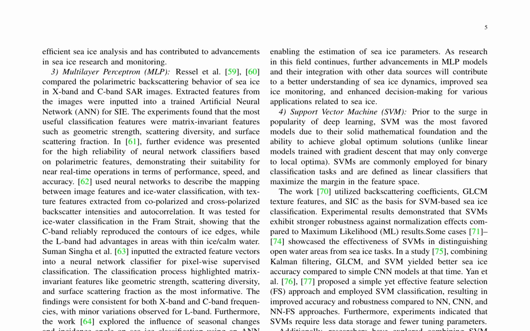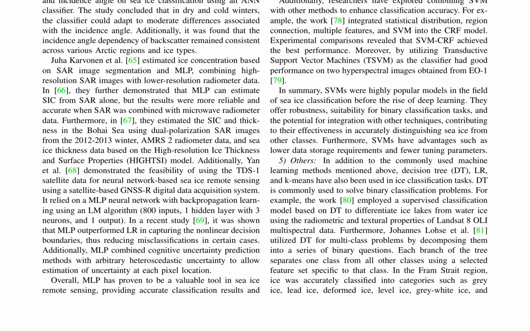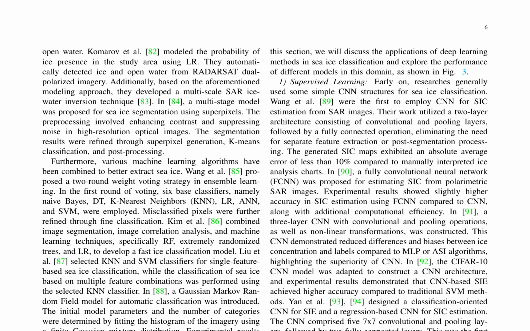The pages discuss the application of machine learning and deep learning techniques in sea ice classification. Various algorithms such as multi-layer perceptron, MLP, support vector machine, SVM, decision tree, DT, and random forest, RF, have been used for sea ice classification. MLP has been shown to be particularly effective, providing accurate classification results and enabling the estimation of sea ice parameters. SVMs, although less popular now, offer robustness and suitability for binary classification tasks. Other methods like LR, K-means, and DT have also been employed with varying degrees of success.